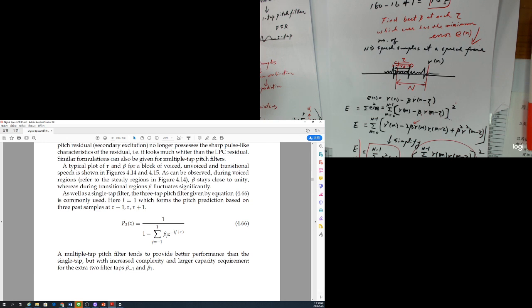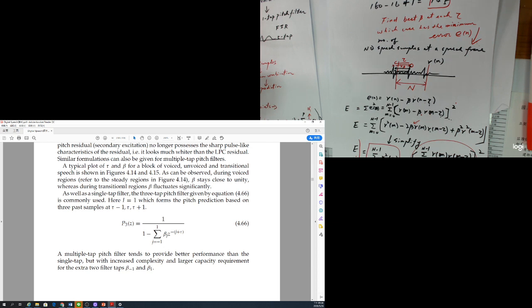So you can see voiced, unvoiced, and transition. During the voiced region, beta will be close to unity. Your beta is like your pitch gain. Sometimes there is a transition region. So what is the transition region?